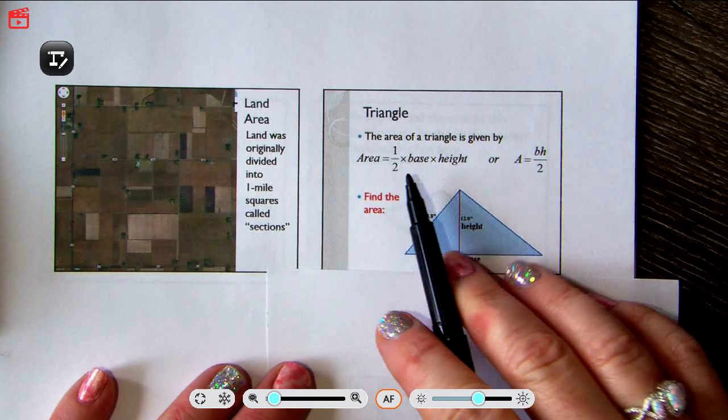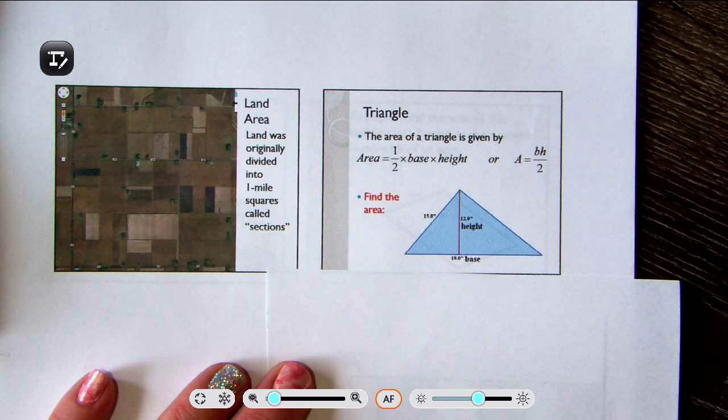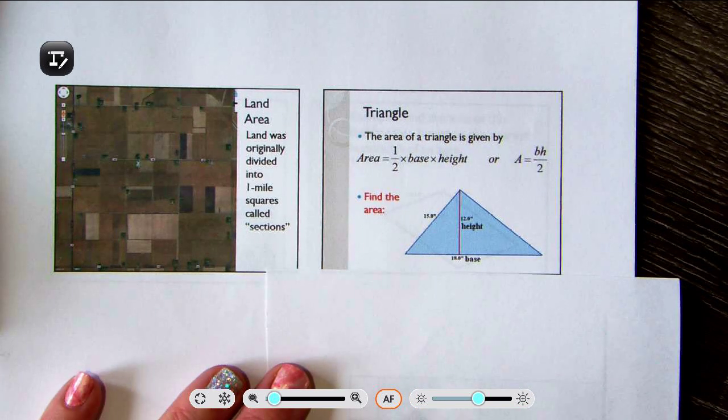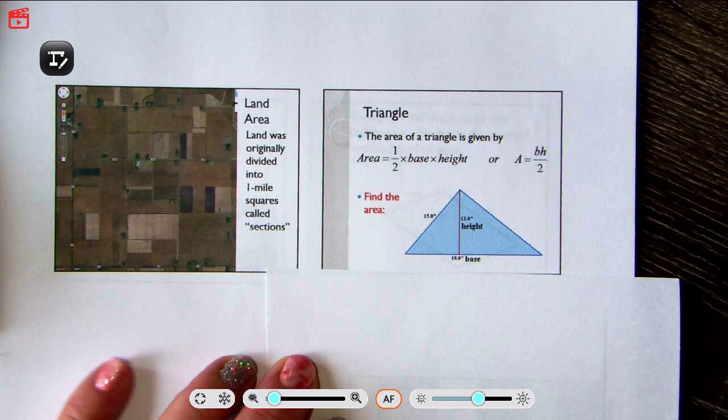It will if you do 1/2 times your base times your height, you get the exact same thing as if you took your base times your height and divided it by 2.